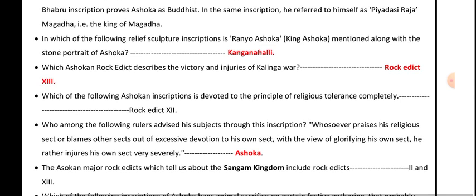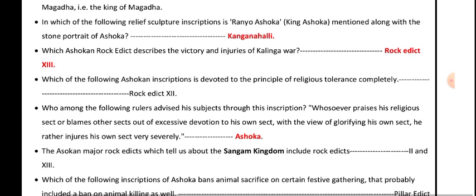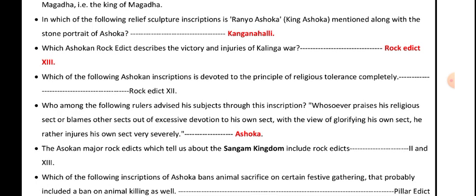The only pillar on which Ashoka declares himself the emperor of Magadha is the Bairat pillar. The Bairat inscription proves Ashoka as a Buddhist. In the same inscription, he referred to himself as Piyadasi Raja Magadha, that is, the king of Magadha.